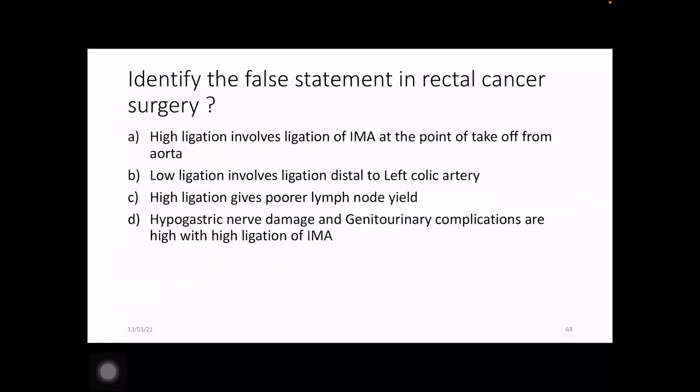High ligation gives poor lymph node yield. True or false? False. High ligation definitely gives a higher lymph node yield when compared to low ligation. Hypogastric nerve damage and genitourinary complications are high with high ligation of the IMA. True or false? True.